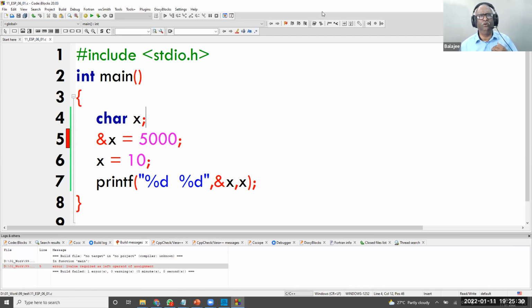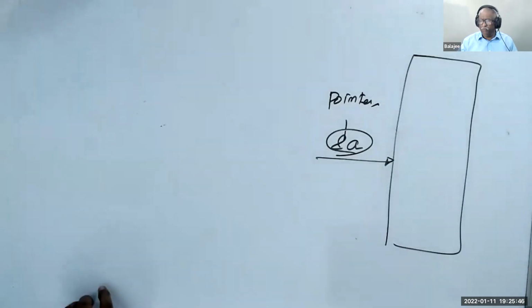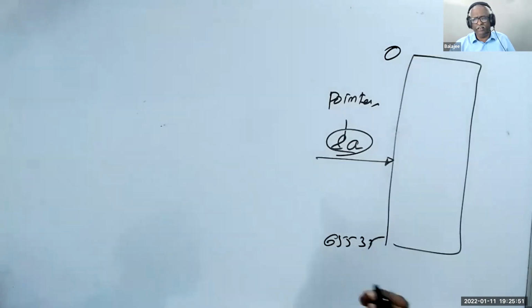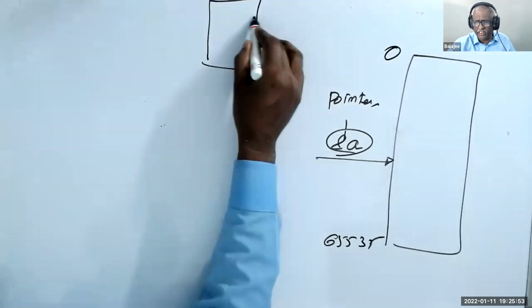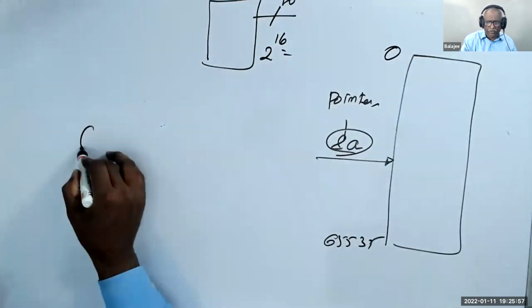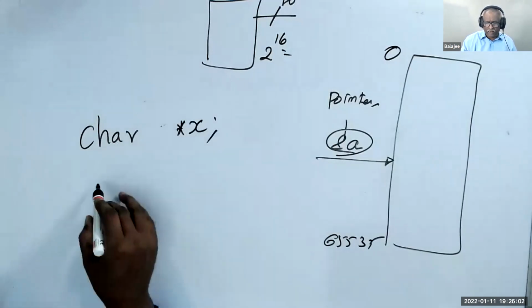Dennis Ritchie. Okay. He has given a provision for you. What provision? That's a beauty. If you understand, I'm quite happy. Let us assume that you have a memory starting from 0 to 65,535. That is, your microprocessor has 16 address lines. 2 power 16 is this. You write a program, char star x.